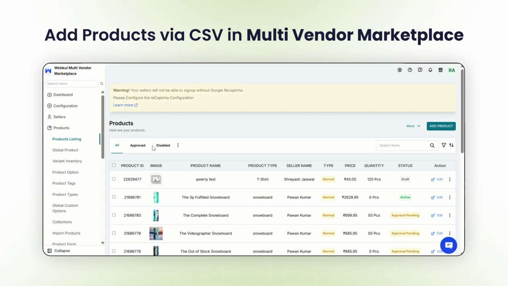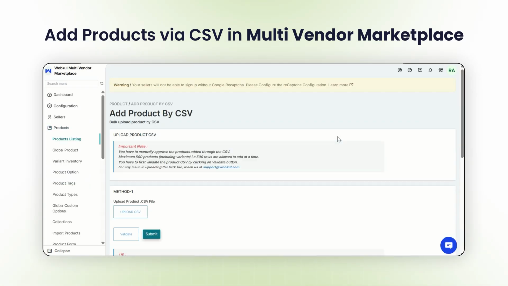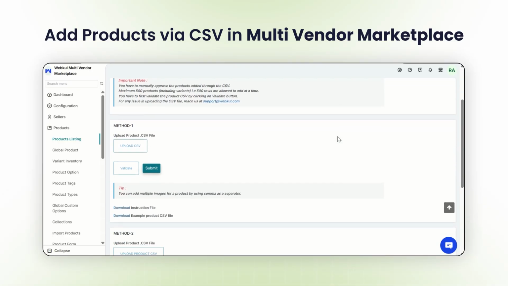On the Product Listing page, click on the More drop-down option in the top right corner, and then click on Add Product by CSV. This will redirect you to the Add Product by CSV page. Here, you will find two different methods for uploading products in bulk. Let's start with Method 1.